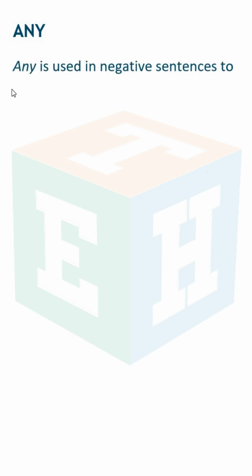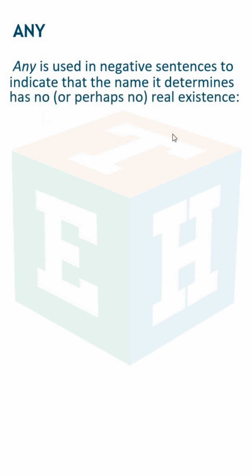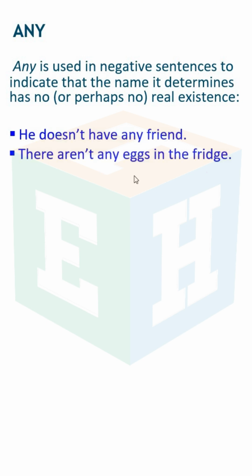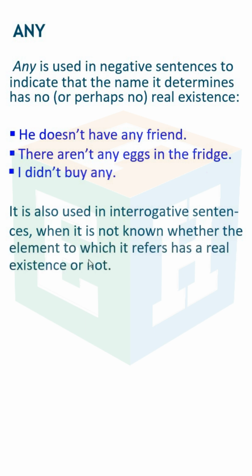Any. Any is used in negative sentences to indicate that the name it determines has no or perhaps no real existence. He doesn't have any friend. There aren't any eggs in the fridge. I didn't buy any. It is also used in interrogative sentences when it is not known whether the element to which it refers has a real existence or not.